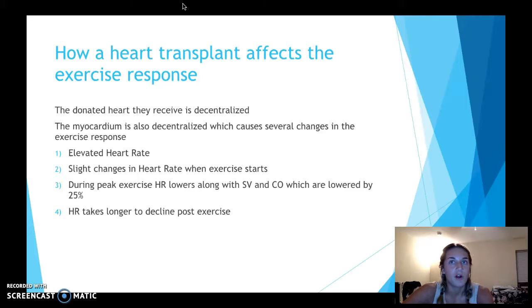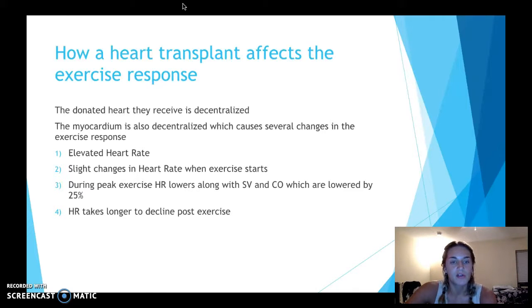The first is elevated heart rate. Instead of having a resting rate of 60 BPM, your resting rate is elevated to 90 to 100 BPM. This is because the parasympathetic influence is no longer present on the SA node. Second, slight changes in heart rate when exercise starts. Heart rate might only change a little at the start of exercise, since no sympathetic nerve fibers are present to stimulate the heart directly. During exercise, the heart rate will increase slightly due to the release of norepinephrine, but it might not increase by much.